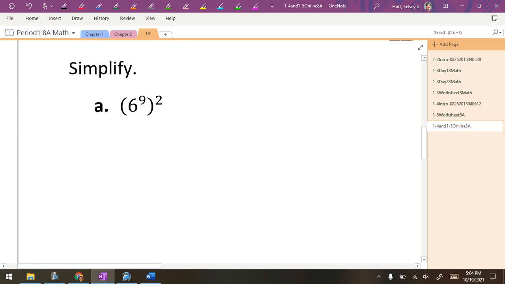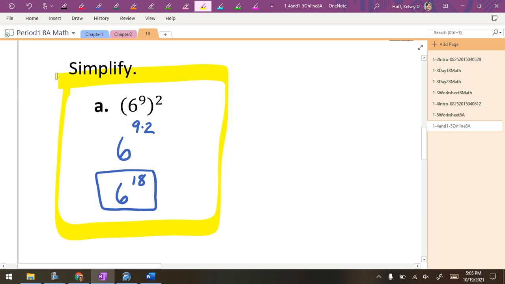So if I look at problem A, I have to identify, am I multiplying, am I dividing, or am I raising a power to a power? In this one, I'm raising a power to a power. Keep the base. What's your base? 6. And I'm going to multiply my exponents, 9 times 2. So my final answer would be 6 to the 18th power. This is what you would show on your work paper of what you're going to turn in.